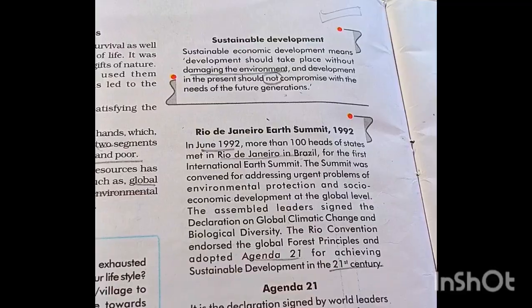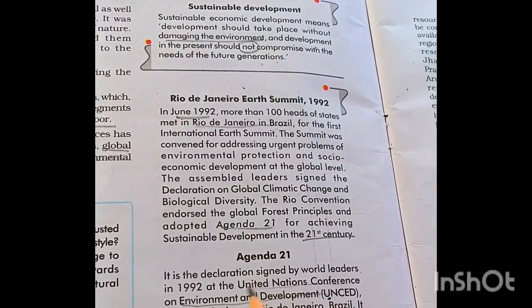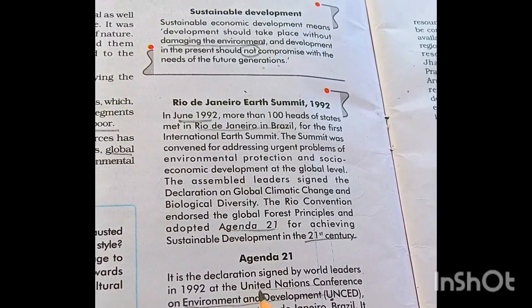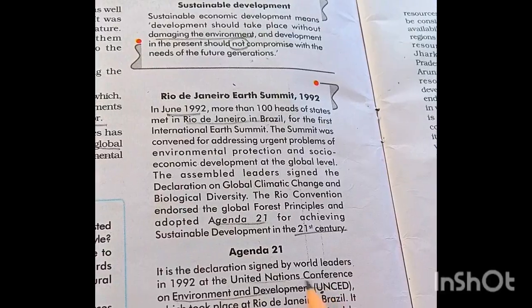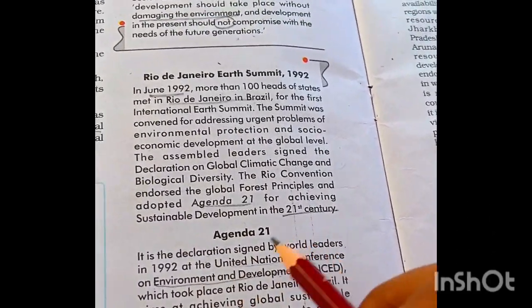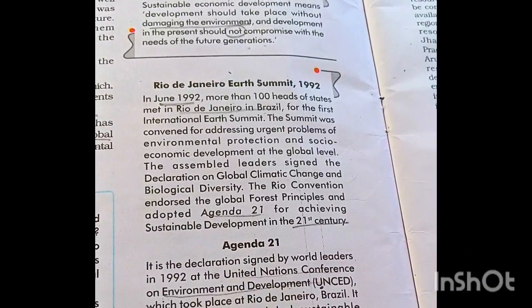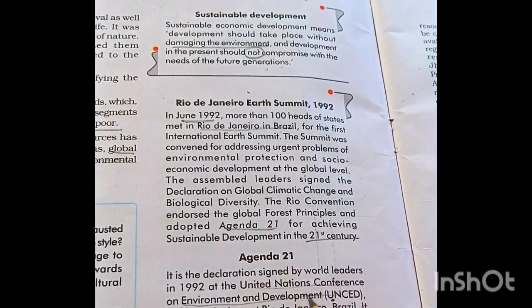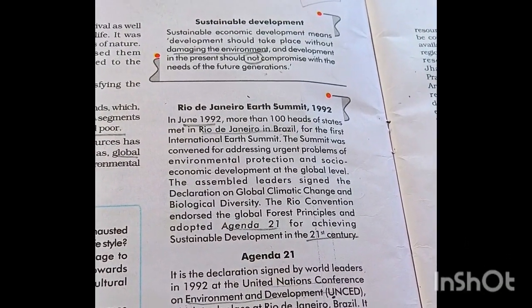Agenda 21 is the declaration signed by the world leaders in 1992 at the UN Conference on Environment and Development. So it is a conference in which all the world leaders came and signed the declaration, which took place again in Rio de Janeiro, Brazil.